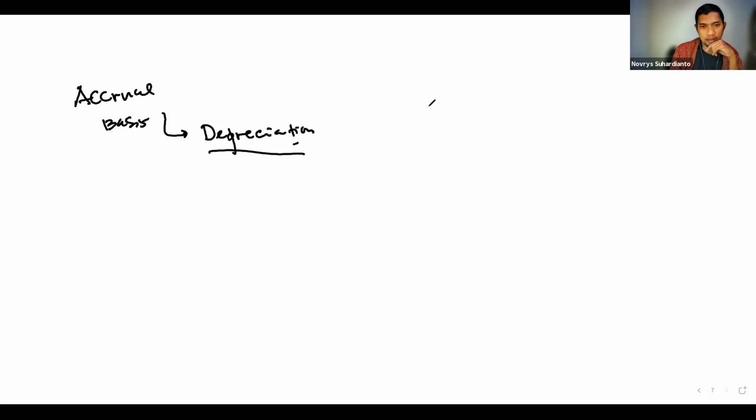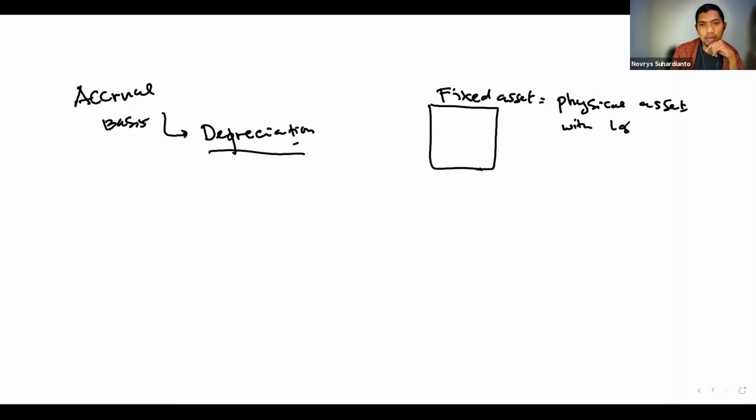Suppose I have an asset. This is a fixed asset. So what do I mean by fixed asset? It is a physical asset with long-term benefit. Long-term means the benefit is more than 12 months. Okay.